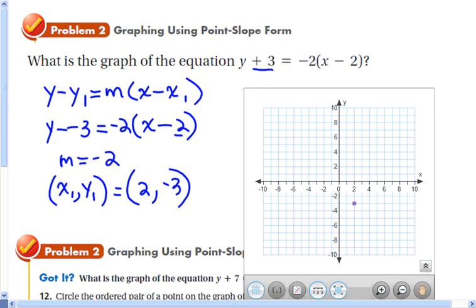Now, to graph that, I can just plot that point 2, negative 3, which is right there. And then I can use my slope to find another. Now, a slope of negative 2, if we think of it as a rise and run, is down 2 for every 1 we go to the right. So down 2, 1 to the right. So from here, if I go down 2, 1 to the right, I can put a point right there.